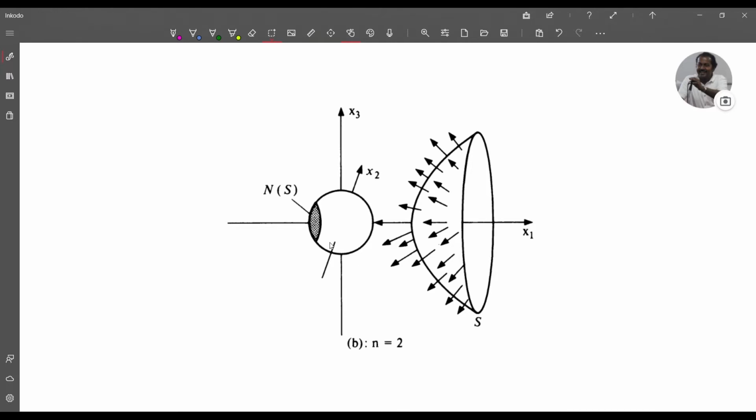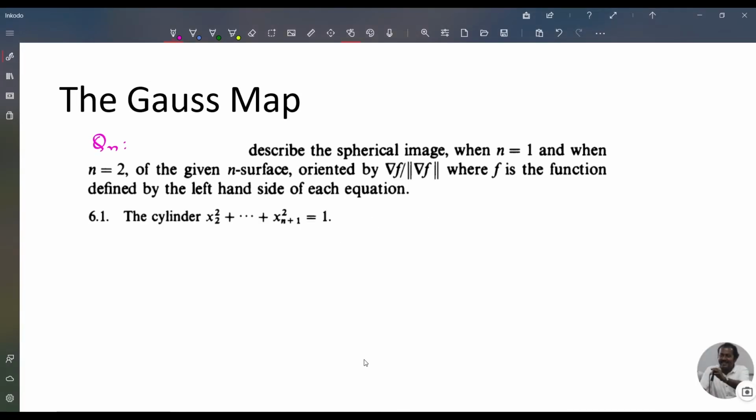Now we do some problems. Describe the spherical image when n equal to 1 and when n equal to 2 of the given n-surface. Here the n-surface is the cylinder x_2 squared plus etcetera plus x_(n+1) squared equal to 1, oriented by grad f over norm grad f, where f is the function defined by the left hand side of this equation. So f of x_1, x_2, etcetera, x_(n+1) is x_2 squared plus etcetera plus x_(n+1) squared.